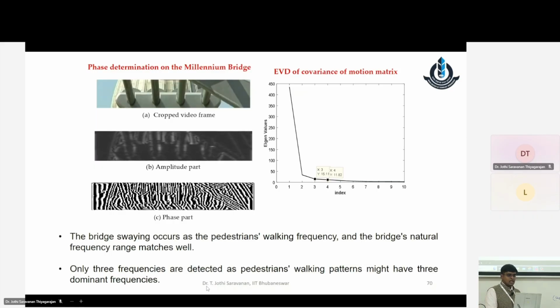So this is the amplitude part and the phase part. We are trying to play with the phase part, and we have done some eigenvalue decomposition just to understand how many modes I could extract. From here, happily, we could extract 1 or 2.